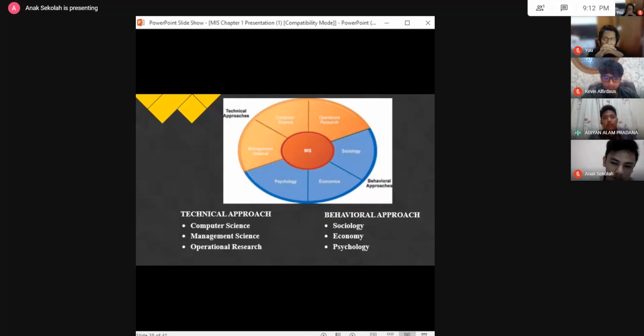Technical approach. The technical approach to information system emphasizes mathematically based models to study information system, as well as the physical technology and formal capability of this system. The disciplines that contribute to the technical approach are, like I said before, computer science, management science, and operational research. Okay, I'll explain one by one. Computer science is concerned with establishing theories of computability, methods of computation, and methods of efficient data storage and access. I'm sorry, I'm not going to explain about that, but just as an example.